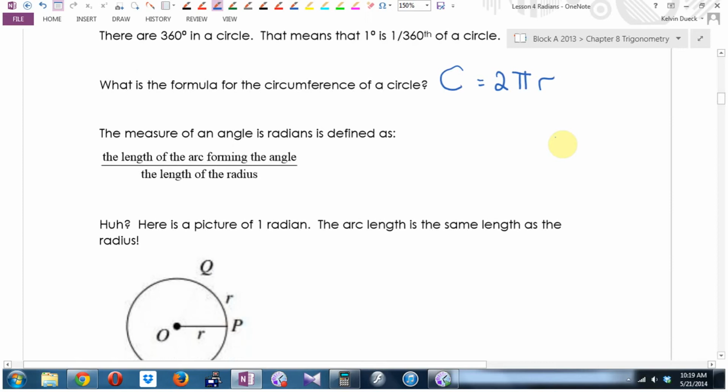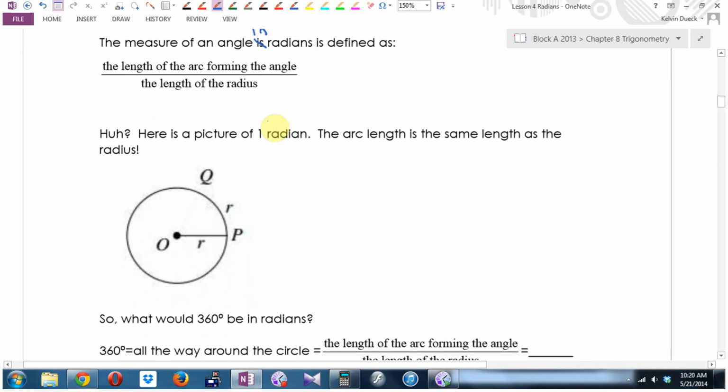Here it is. The measure of an angle in, not is, in radians is defined, this is how we define it, as the length of the arc forming the angle divided by the length of the radius. Say what? It's the length of the arc forming the angle divided by the length of the radius. Say what? As a picture, it's this. Can you fill in this line right there to point Q? Can you draw that in? Because that didn't come across when I stole this picture.